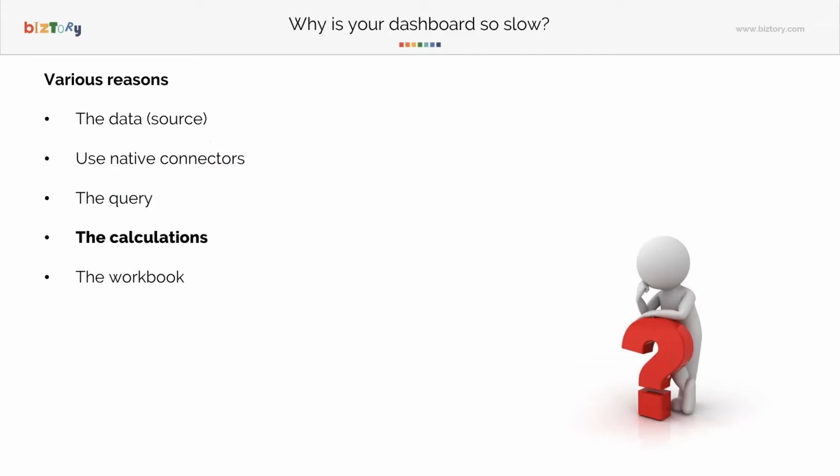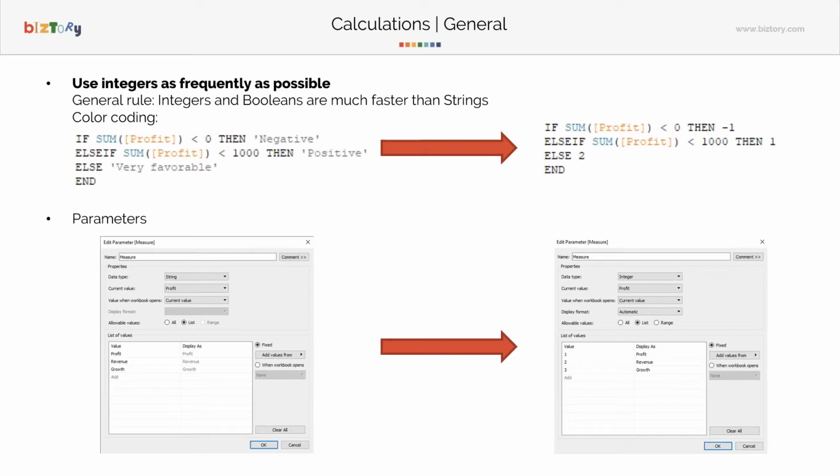We've discussed the data source being the data itself, native connectors in the query. Calculations have significant impact on performance as well. The way that calculations are used, or the fields they are referring to, has significant impact on performance. So the general rule for calculations is to use integers, or booleans actually, as frequently as possible, and not to use strings as often.